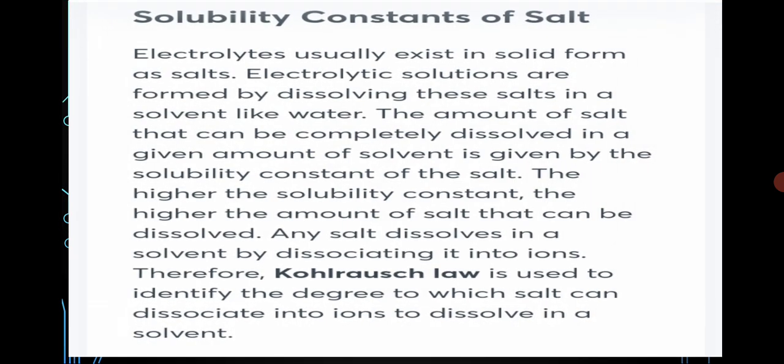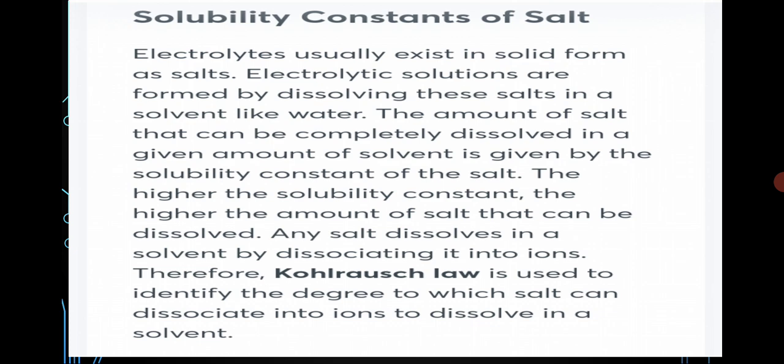Solubility constant of a salt. Electrolytes usually exist in solid form as a salt. Electrolytic solutions are formed by dissolving these salts in a solvent like water. The amount of salt that can be completely dissolved in a given amount of solvent is given by the solubility constant of the salt. The higher the solubility constant, the higher the amount of salt that can be dissolved.